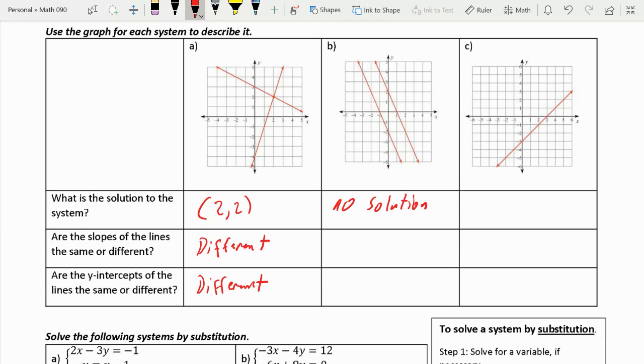Are the slopes of the lines the same or different? Well, if you go through and pick 2 points, remember I told you guys just pick 2 points, make it easy for yourself. There's 2 points. Goes down two to the right one. What happens if I pick 2 points there? Down two to the right one. So the slopes are the same. Are the y-intercepts the same or different? They're different.